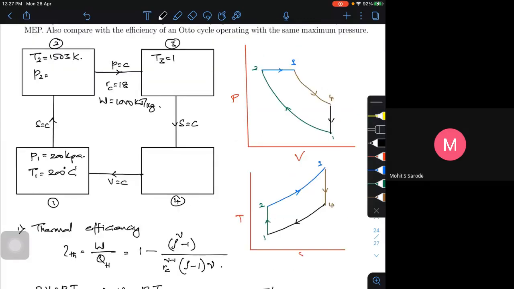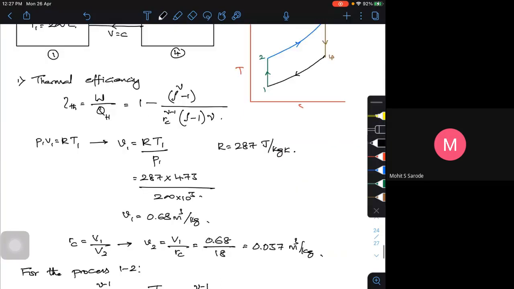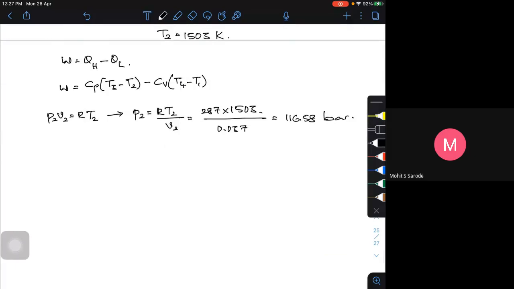116.58 bar. Now P2 is equal to P3. P3 is also equal to 116.10 to the power of 5 Newton per meter square, or 116.58 bar. Now if you look at it, P2 is equal to P3, so I can find T3. Using the equation, as P2 is equal to P3, I can find your T3.